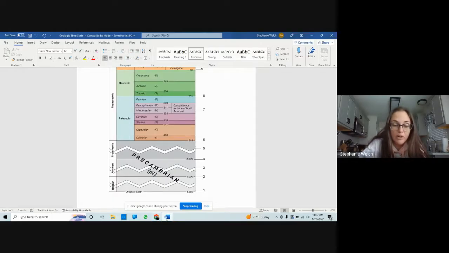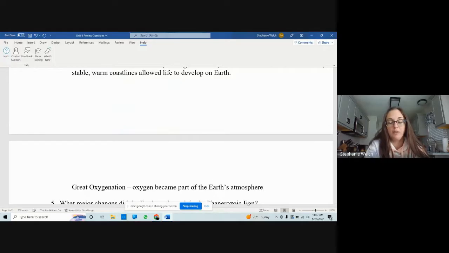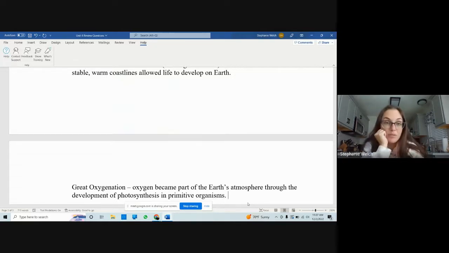So event 4, we call the Great Oxygenation. Oxygen became part of the Earth's atmosphere through the development, almost the invention, of photosynthesis in primitive organisms. These primitive organisms were cyanobacteria. They figured out how to undergo photosynthesis.